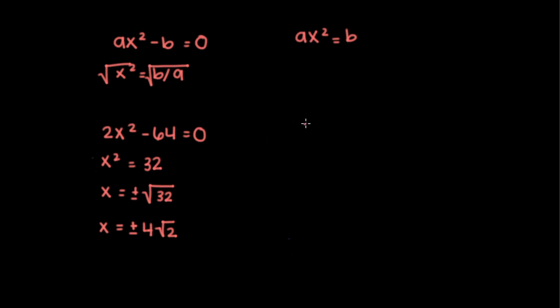Another example would be 9x squared equals 4, where we can divide both sides by 9 to isolate x squared. Now we can take the square root of both sides to get x is equal to plus or minus the square root of 4/9ths, or simply x is equal to plus or minus 2/3.